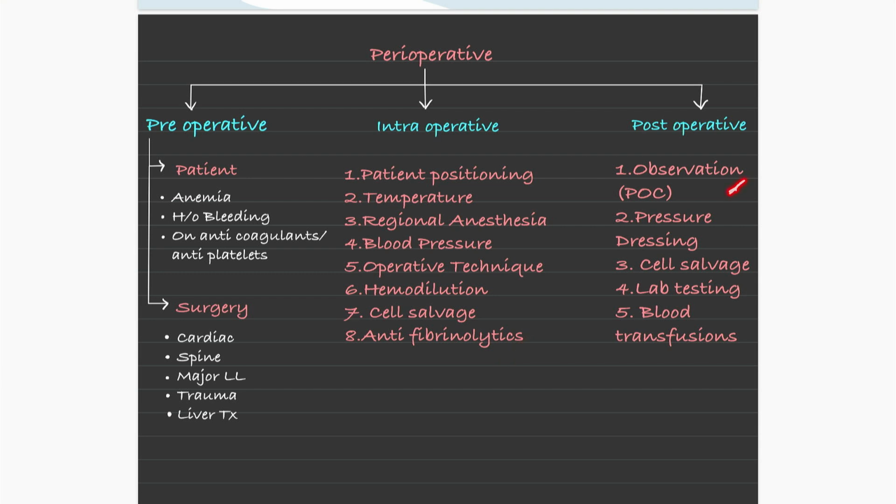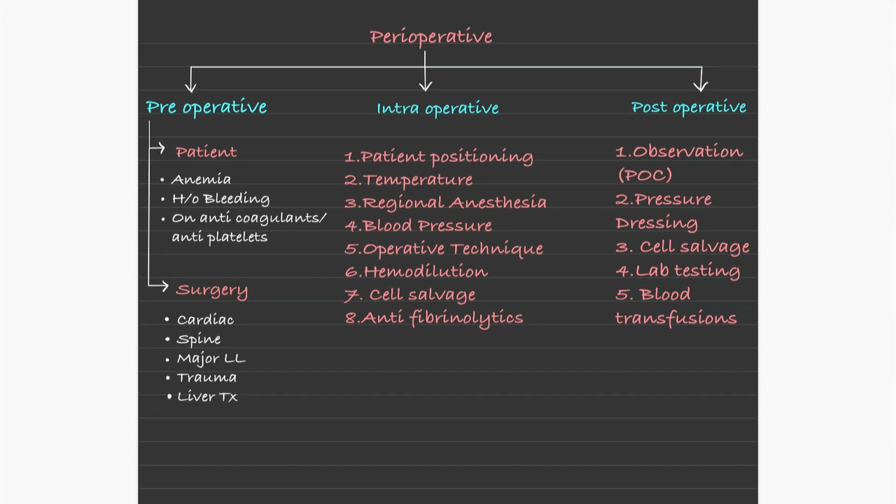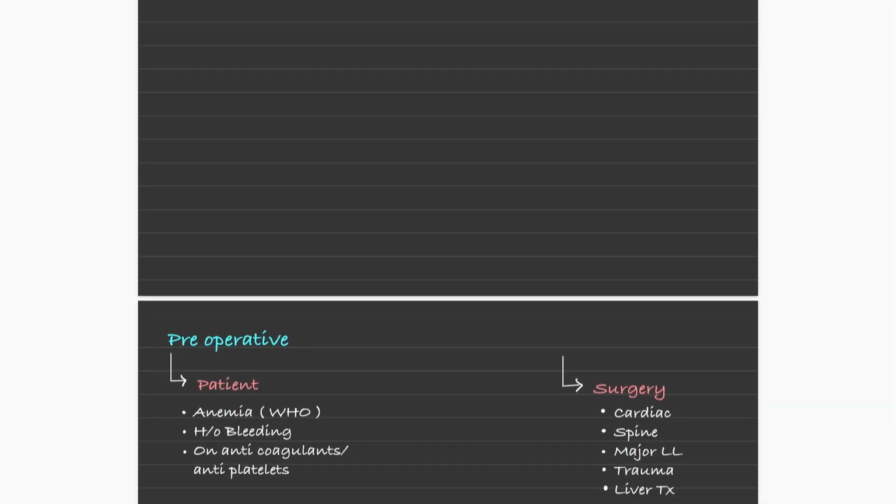Post-operatively, we have to observe the patient. We can use point of care testing. We have to apply pressure dressing. We can use cell salvage post-operatively. Lab testing can be done, and blood transfusion, if required, can be done. Discussing each of the factors.